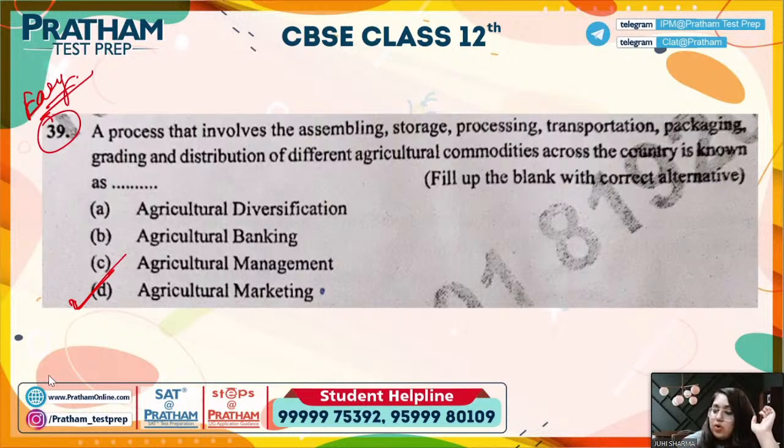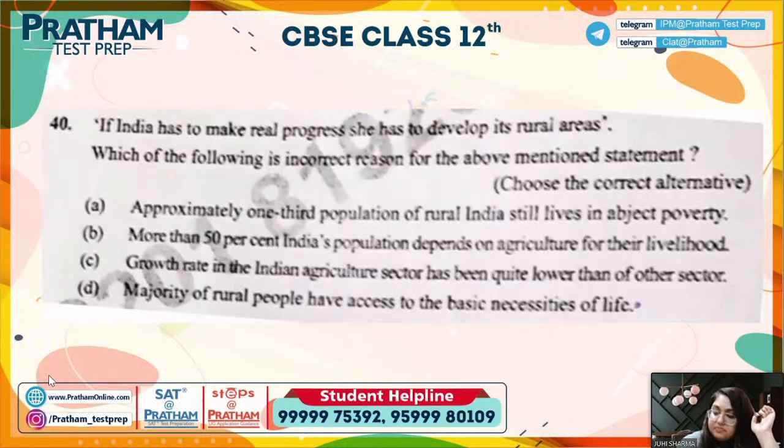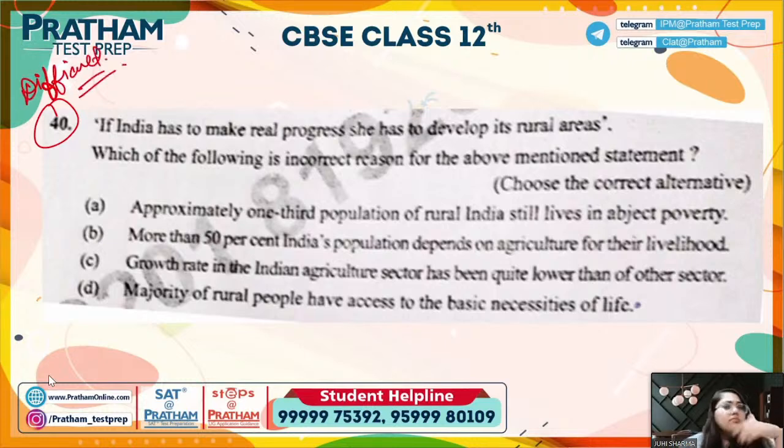Okay. Now moving on to question number 40, we have if India has to make real progress, it has to develop its rural areas. Now you need to identify the incorrect reason for this particular statement. Now ये आपका एक difficult level का question I would say. अगर आप इसे skip कर देते, still it would have been fine. अगर आपको नहीं आता आप skip कर सकते थे. But in this particular question, option D जो है वो I would say easy ही है. अगर आप सारे options पढ़ोगे तो easy ही है. Right, so option D would be basically the right option. I would keep this as an easy question.